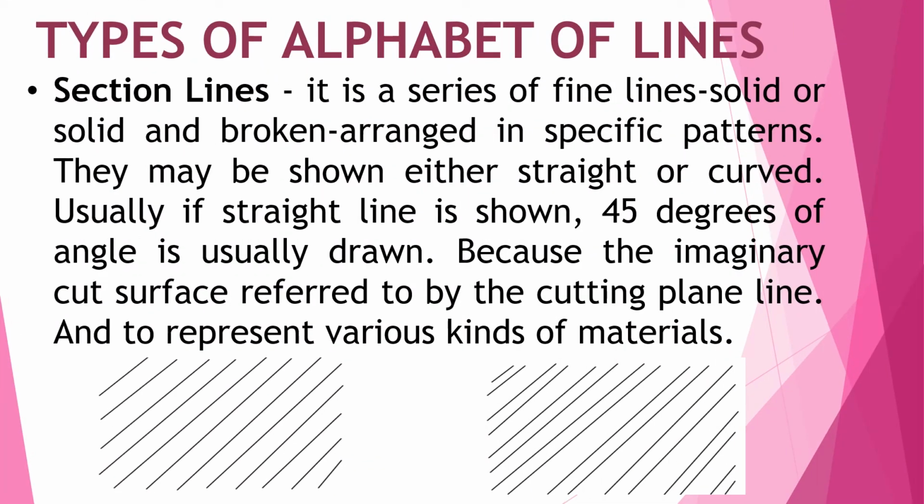Section lines. It is a series of fine lines, solid and broken, arranged in specific patterns. They may be shown either straight or curved. Usually, if a straight line is shown, a 45 degree angle is drawn, because it represents the imaginary cut surface referred to by the cutting plane line, and it represents various kinds of materials.